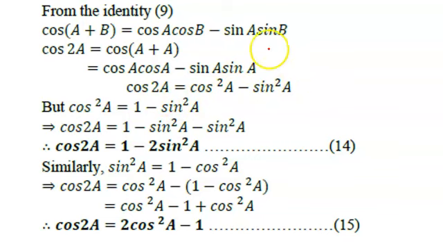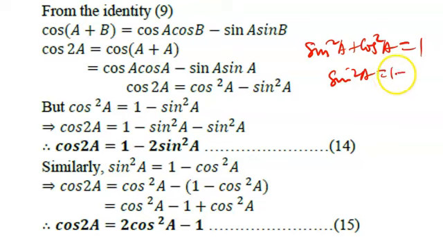That's the first part. I remember we said that sine squared A plus cos squared A is equal to 1. So we can express one of these in terms of the other. Sine squared A will be 1 minus cos squared A. In place of sine squared A, we put this there, and when we simplify, we have 1 minus 2 sine squared A. In the same way, we replace cos squared A by 1 minus sine squared A, and when we simplify, we have 2 cos squared A minus 1.